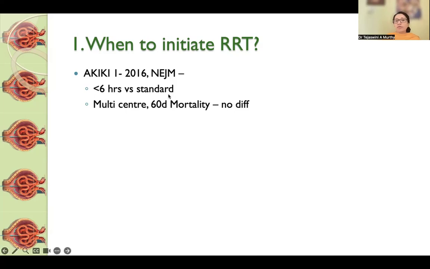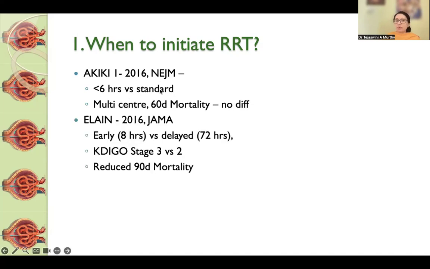So they waited for any of these 4 acute indications to develop versus less than 6 hours of onset of AKI. They did a multi-center trial and looked at 60-day mortality in France, and there was no difference in mortality between the two. This was followed by the ELAIN trial, which was again published in the year 2016 in JAMA.